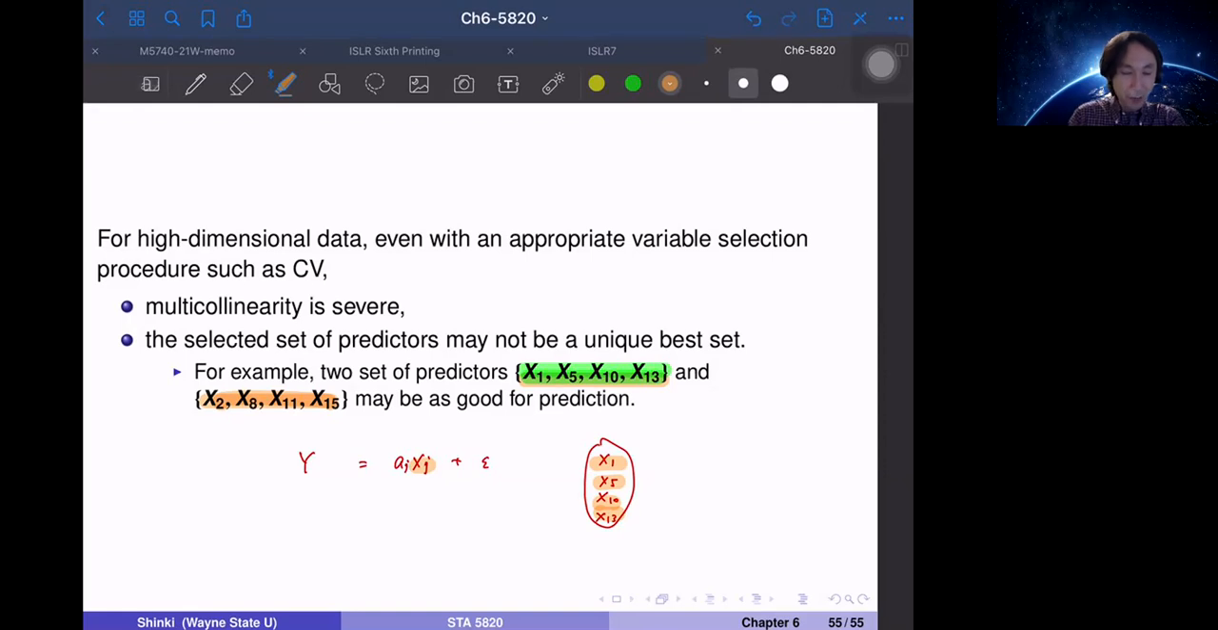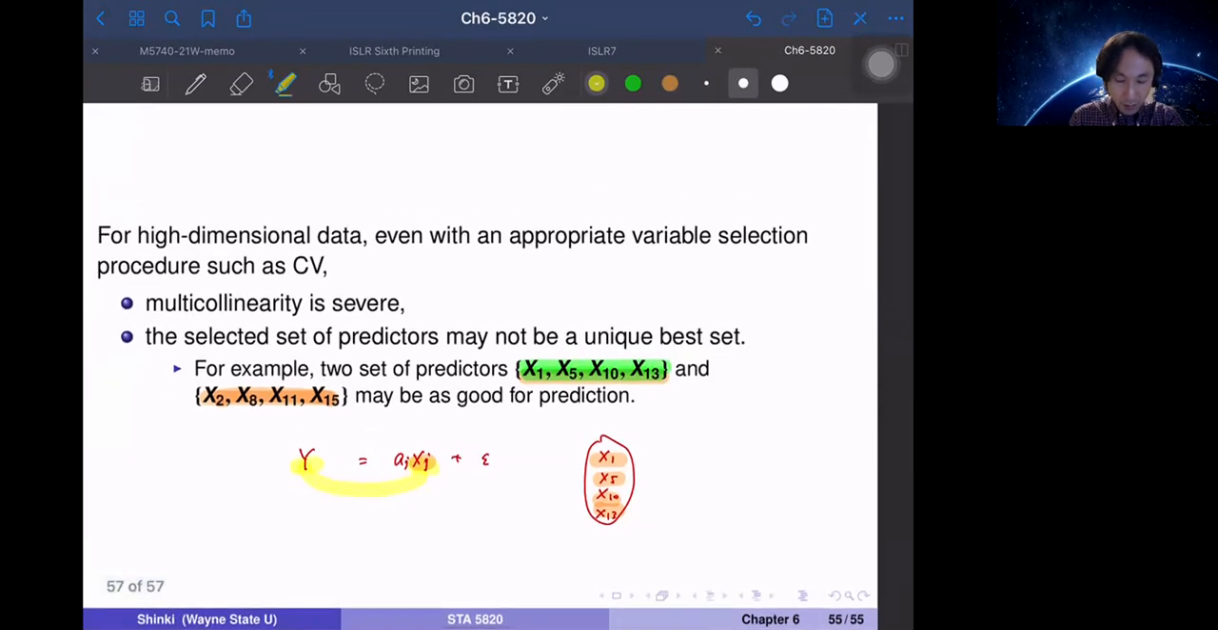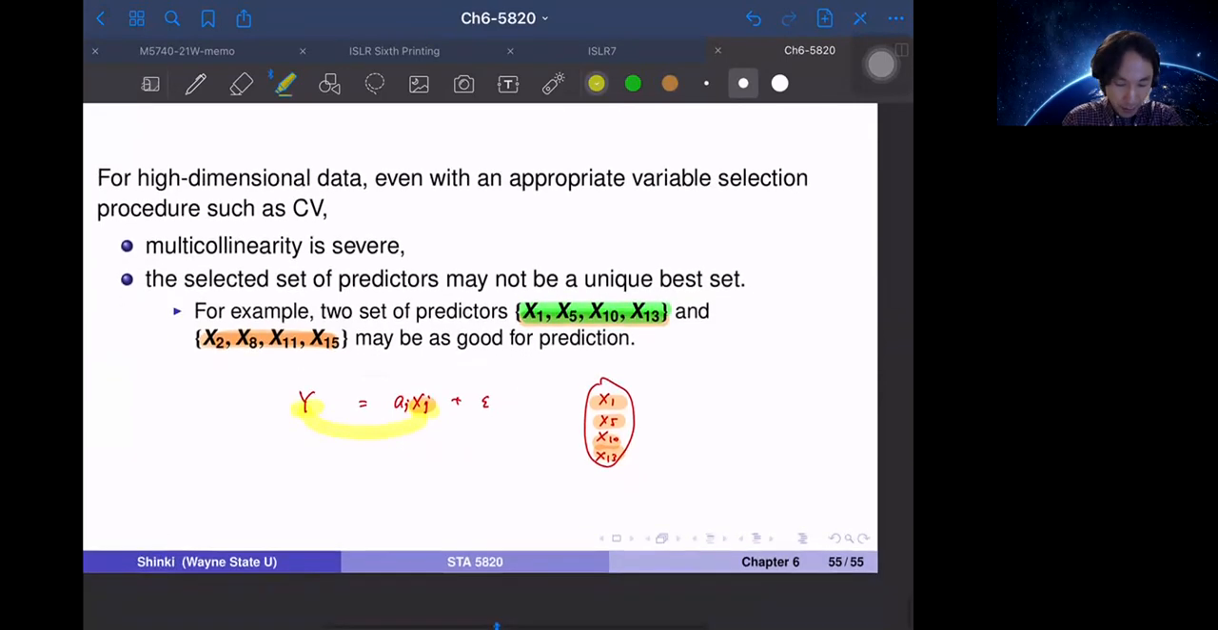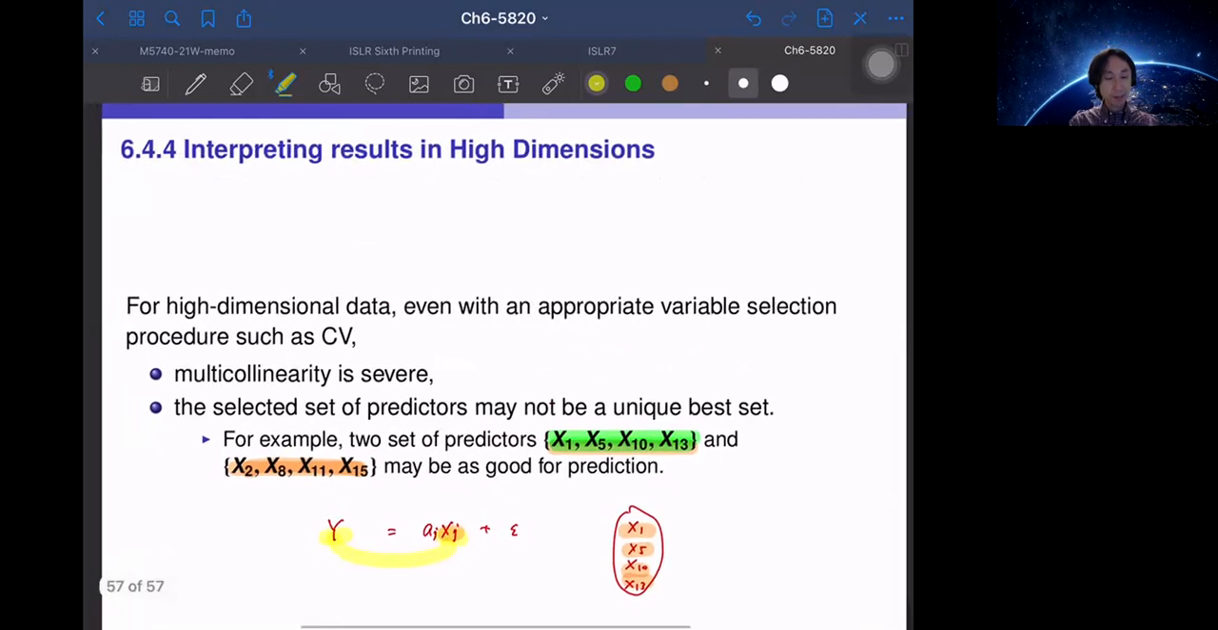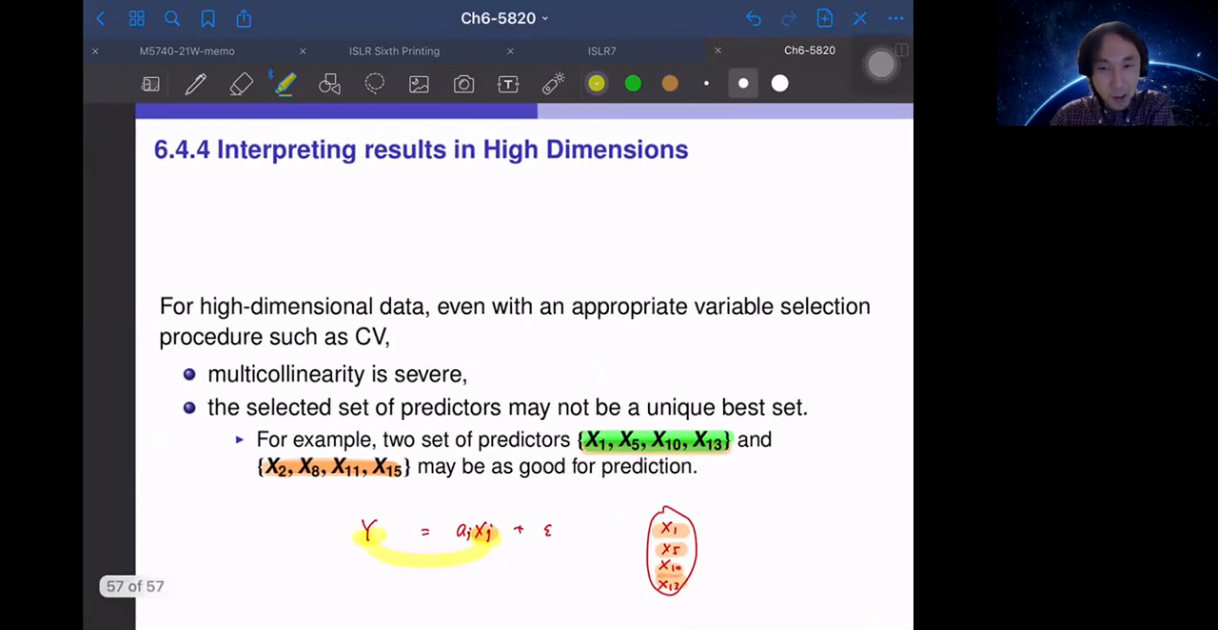Because to simplify the procedure, often we just separate variables. We just check the relationship between y and xj. So sometimes we miss this kind of combination. Okay, so this is chapter 6. We have studied three methods: subset selection, the regularization method, and dimension reduction. Do you have any questions?